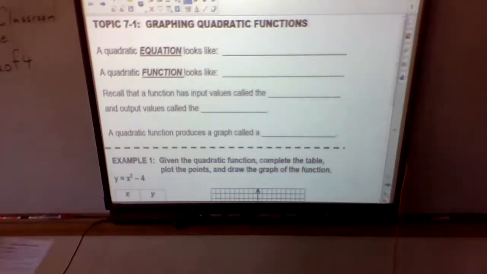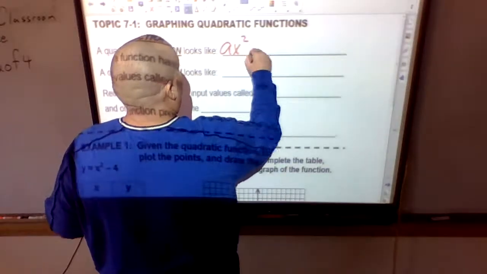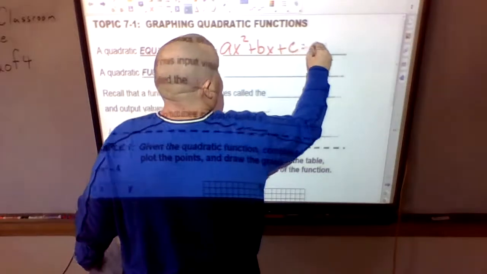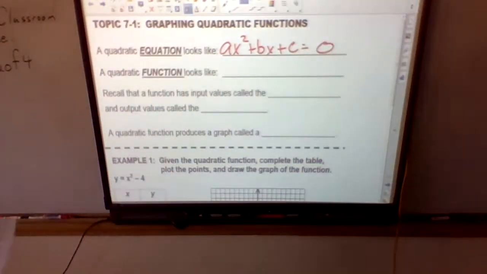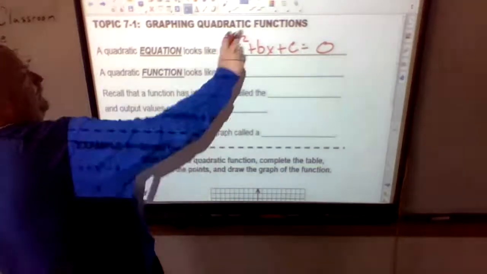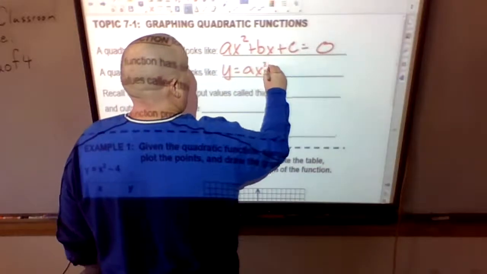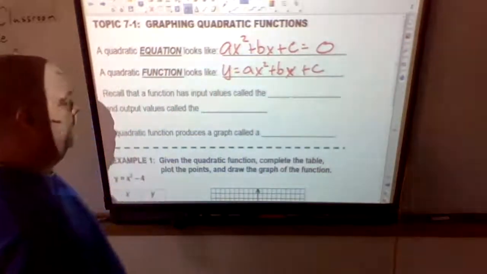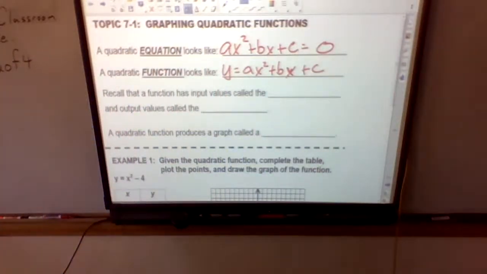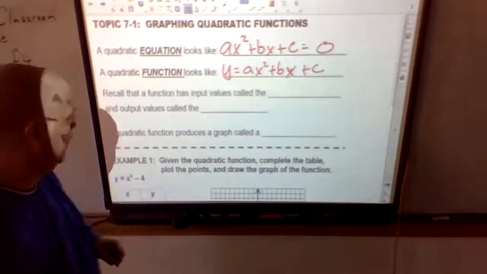So just remember, a quadratic equation looks like ax squared plus bx plus c equals 0. Remember, that is standard form. A quadratic function, all we're doing is replacing the 0 with y. So it's y equals ax squared plus bx plus c. Basically all we did was replace the 0 with the y. So a quadratic equation and a quadratic function are two different things.